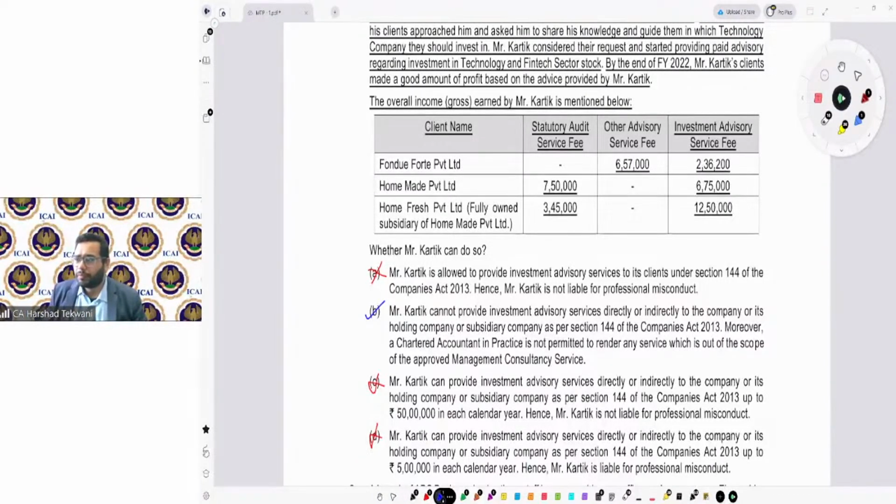Any doubt? So with respect to one of the scenarios where there is a 20% criteria with respect to non-audit fee. Okay. Very good question and very good correlation with respect to that particular topic. Now, what is that particular requirement when the non-audit fee is more than 20%? What is required to be done? Will that scenario be triggered over here?